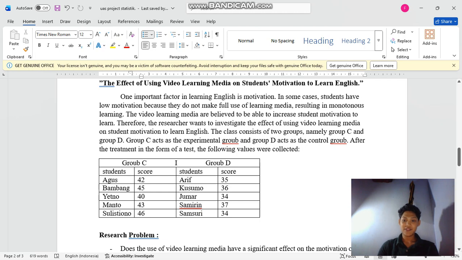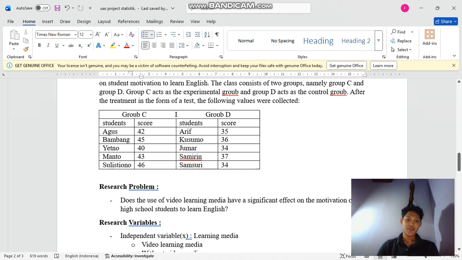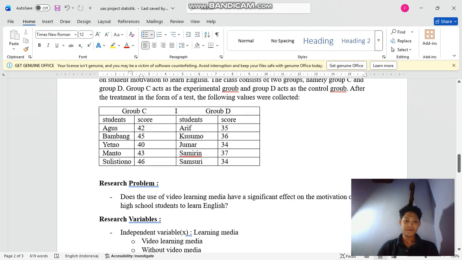The class consists of two groups, namely Group C and Group D. Group C acts as the experimental group, and Group D acts as the control group. After treatment, in the form of the test, the following values were collected. So here, we can say this is a quasi-experimental design because we have two groups: Group C is the experimental group, and Group D is the control group.